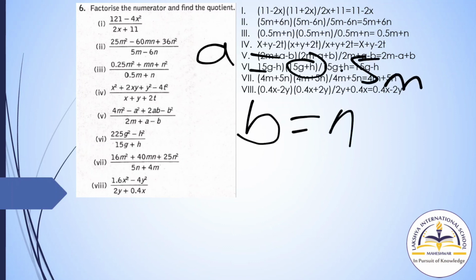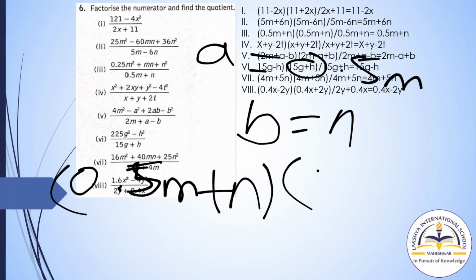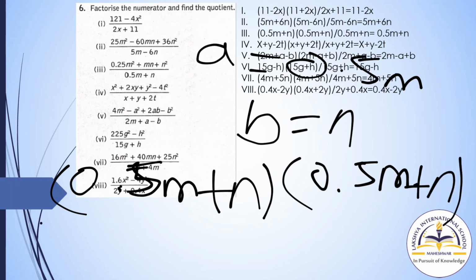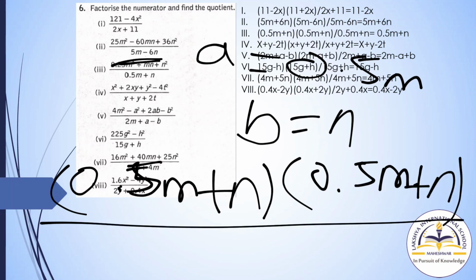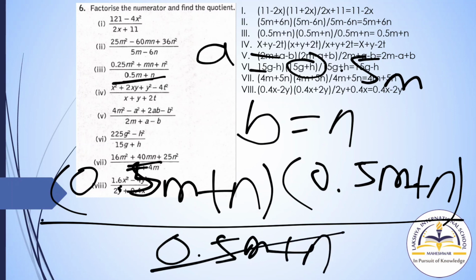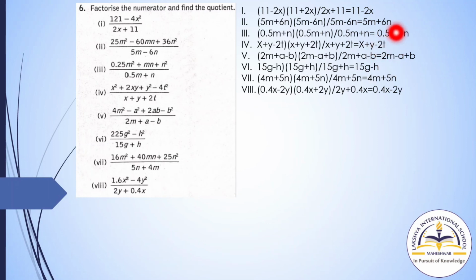It means 0.5m plus n, again 0.5m plus n, divided by what? 0.5m plus n. The 0.5m plus n terms cancel. The remaining answer will be 0.5m plus n. So 0.5m plus n will be the answer.